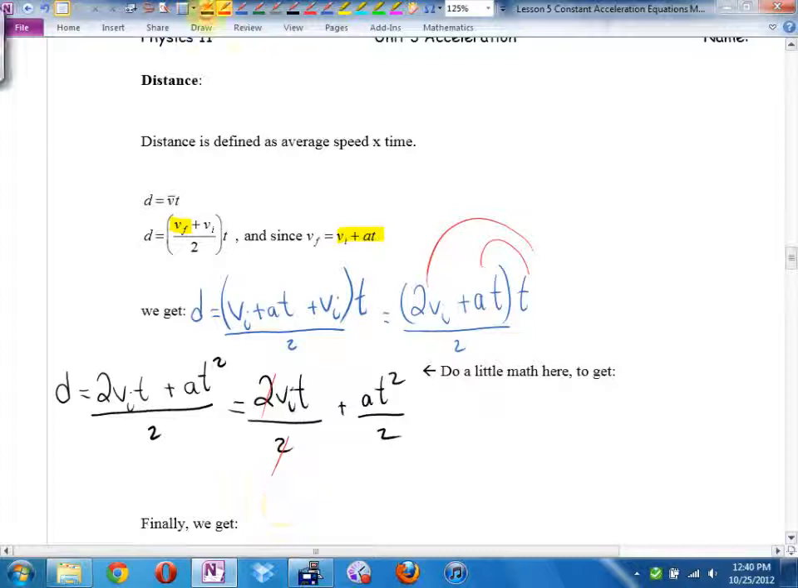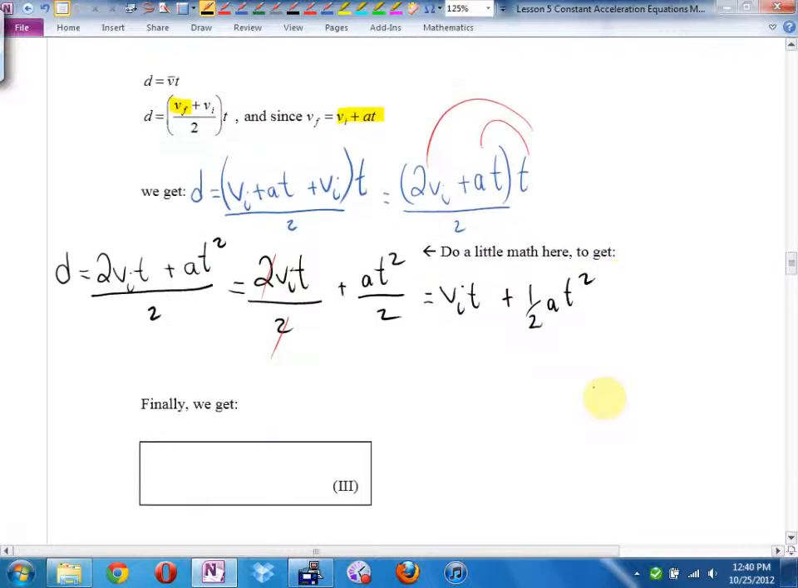And I get VIT plus, who remembers, because I hinted at this earlier, dividing by 2 is the same as multiplying by what? Or as a fraction? A half AT squared. This is our new equation. D equals VIT plus a half AT squared. And everything that is a vector, everything but time, can be a vector. This works for both vector and scalar.